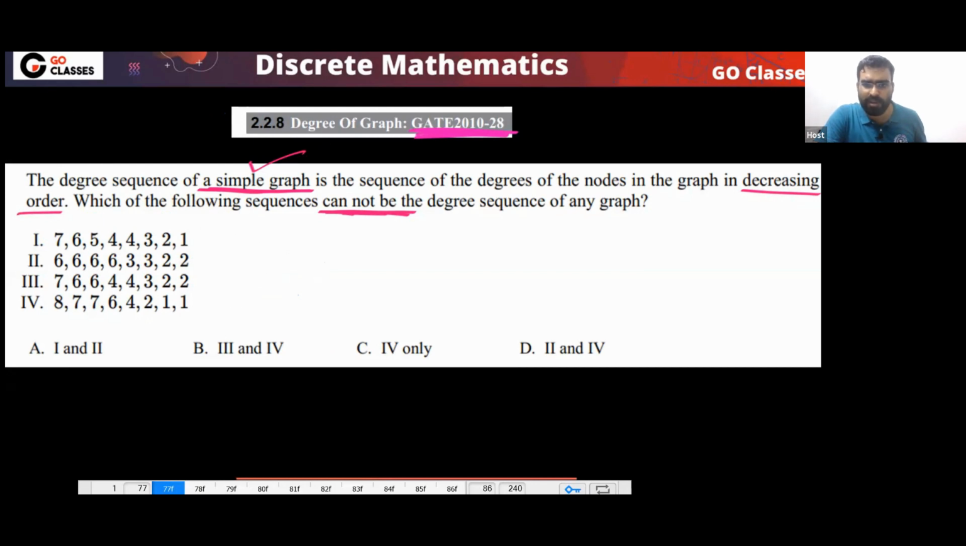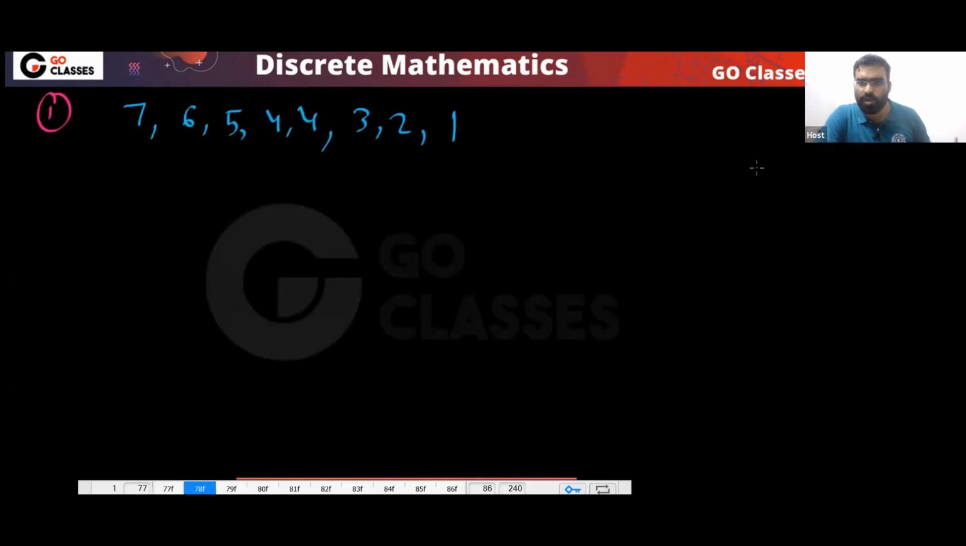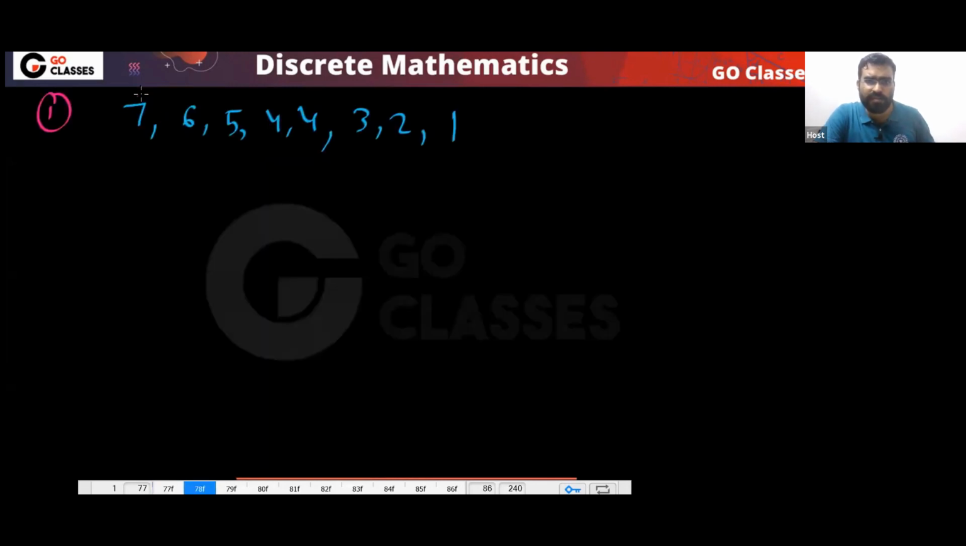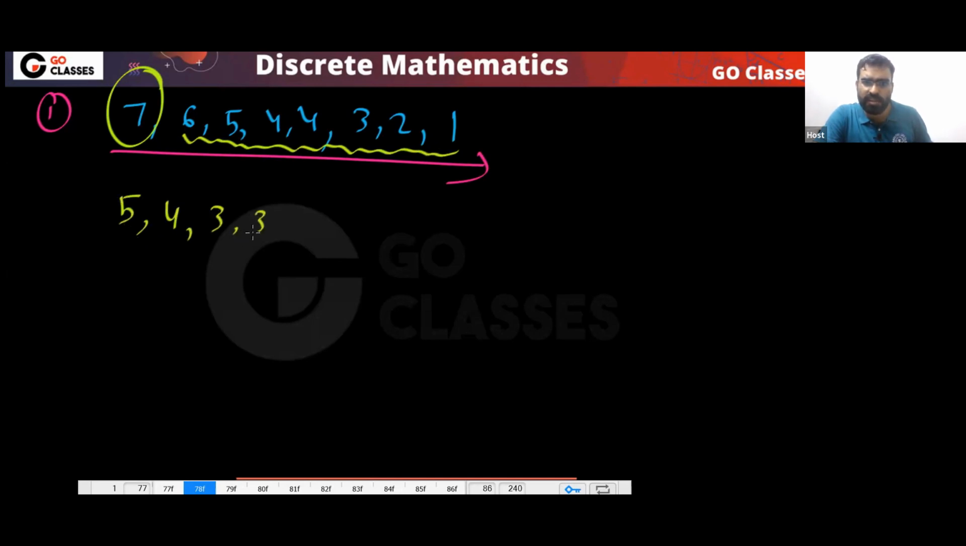So let me do option number 1. Again, the same thing. This is in decreasing order. Yes. So I will delete this 7. Then from the next 7 vertices, I will delete 1 from each. So I will get 5, 4, 3, 3, 2, 1, 0. Forget about 0, you don't have to worry about 0. Is this in decreasing order? Yes, this is in decreasing order.